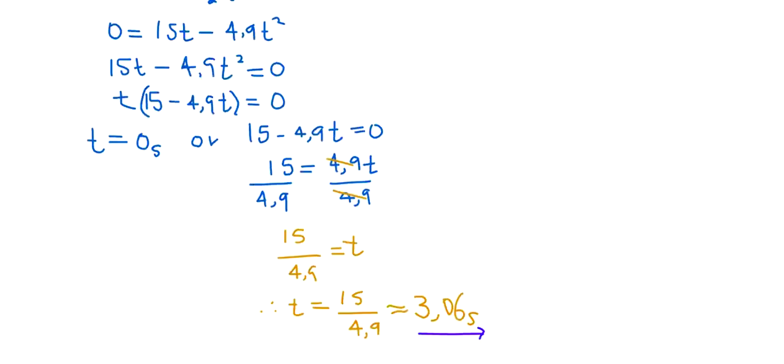Reason being is because of this one, we know that time cannot be 0 seconds. Do you see? So this one doesn't have solutions where t is equal to 0 seconds. So the only one where we are having a solution is 3.06 seconds. So we're only going to take that one, right?